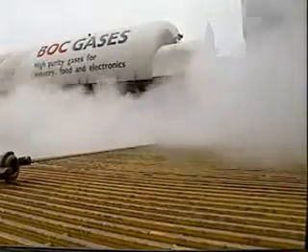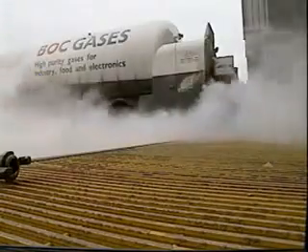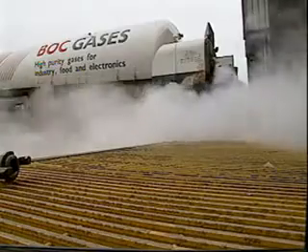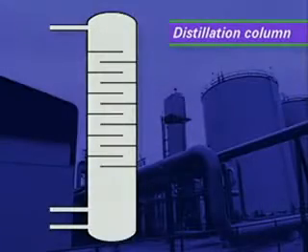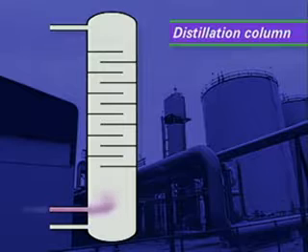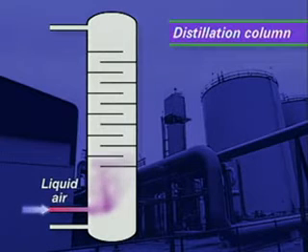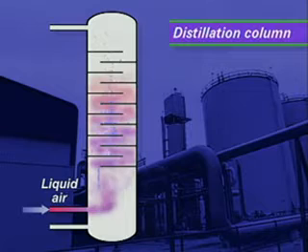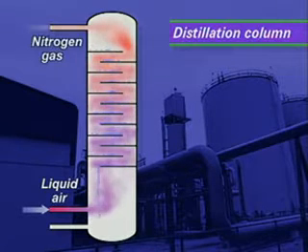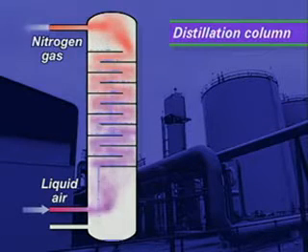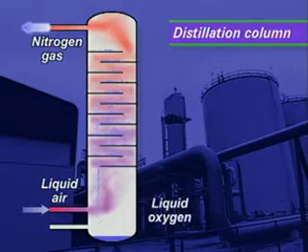Air, the raw material for this process, is everywhere, and so plants are sited for the convenience of distributing the products. The principle of the process is straightforward. Air is cooled until it becomes liquid. Nitrogen has a lower boiling point than oxygen, so it rises as a gas up the distillation column. Liquid oxygen collects at the bottom.